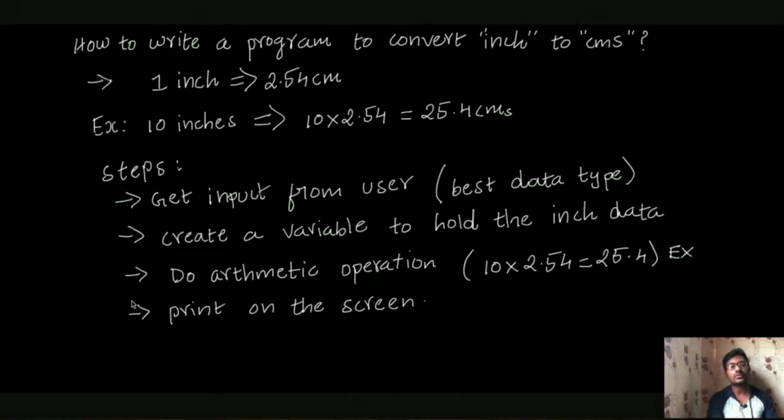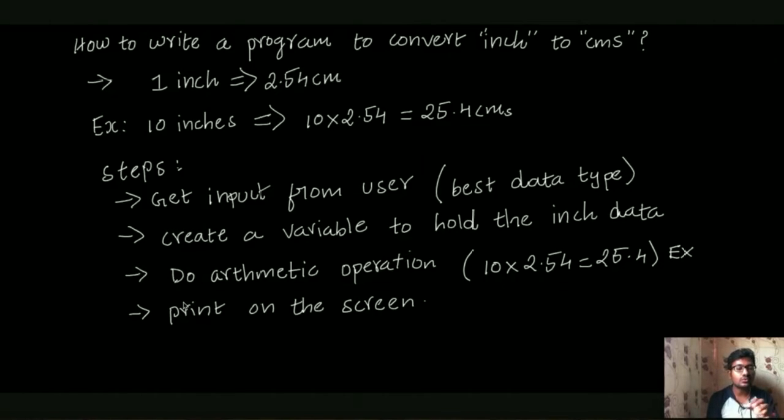The reason is that the user can give the inches as an absolute value, for example 1, or the user can give the input in decimal values, for example 10.89764532, like that. So the best data type would be double. The next step is to create a variable to hold the inch data. The variable name would be inch, and that would hold the inch value given by the user.